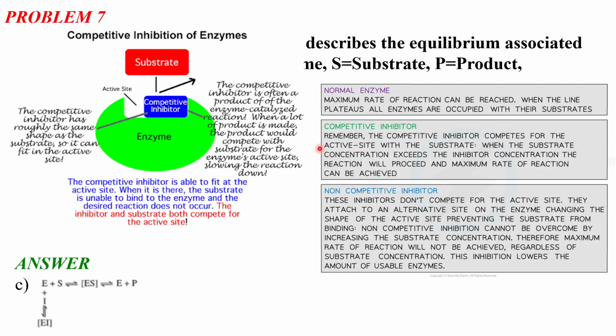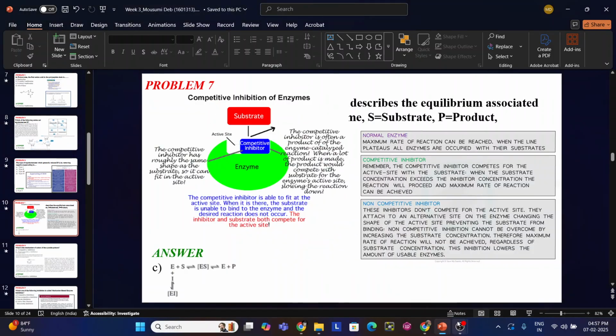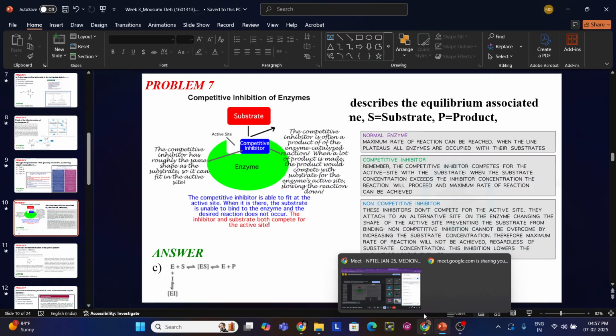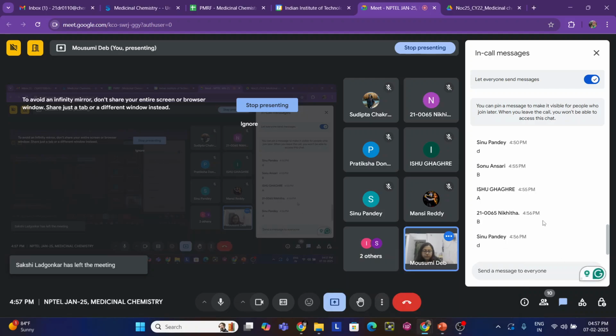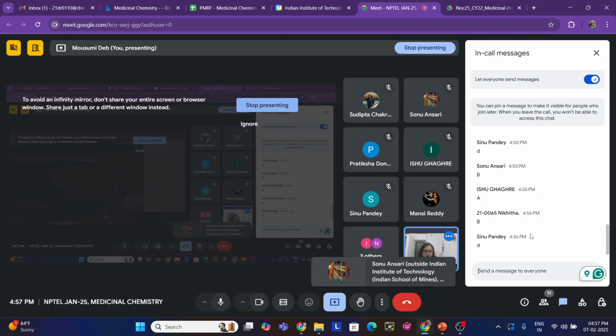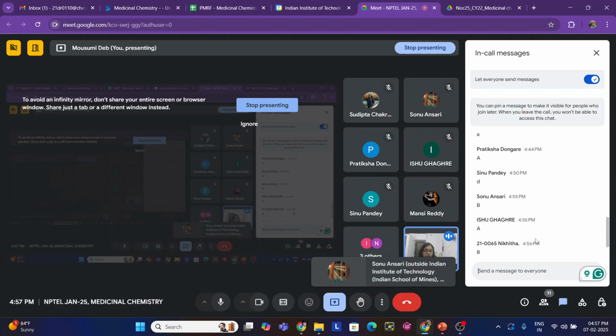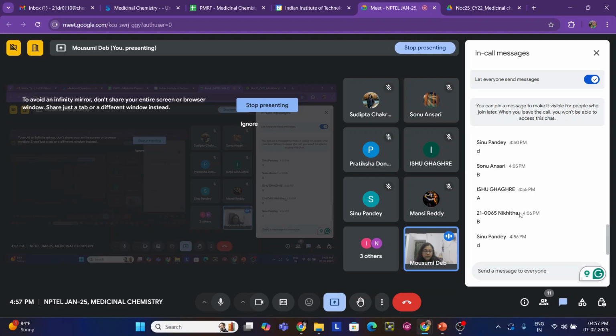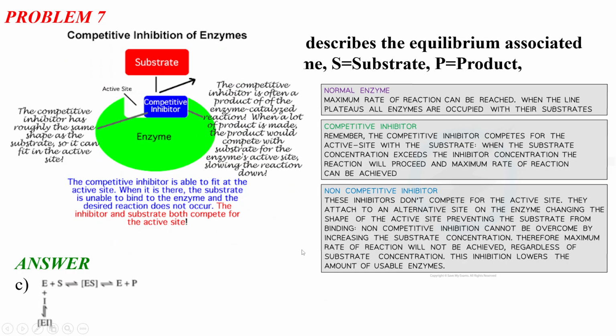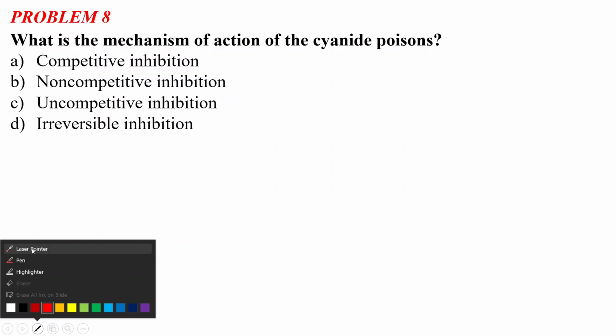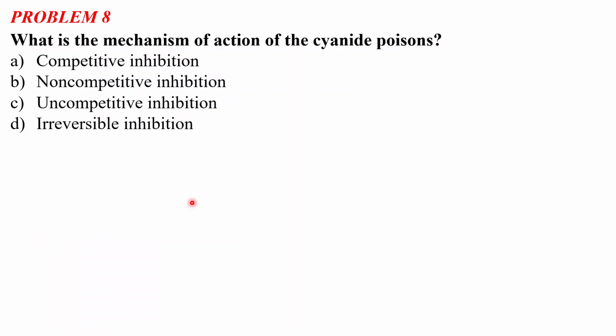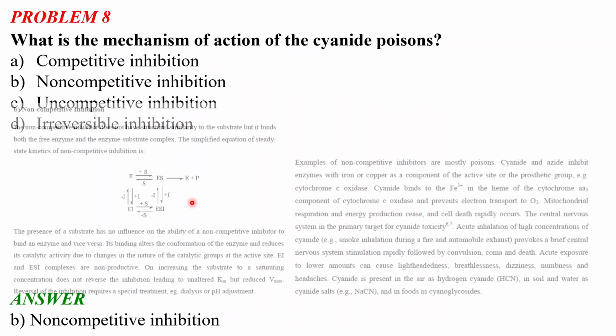Let me check the chat box. Okay, I have a few answers: B, A, B, D. So I have received three different options as answers. Let me check which one is the correct one. The correct answer, the mechanism of action of cyanide poisons, is number B, non-competitive inhibition.